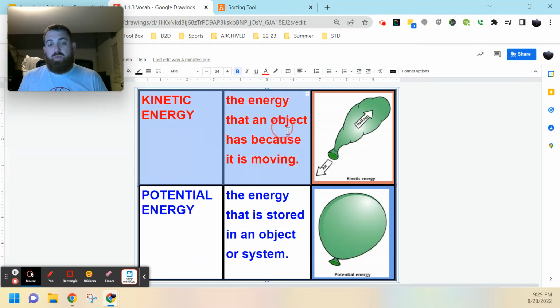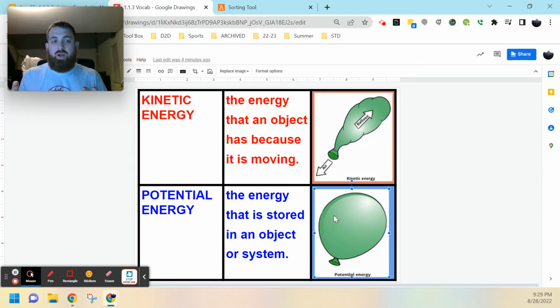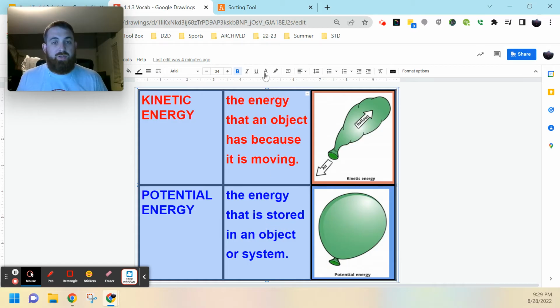So this object here has that stored energy in it that would then become kinetic or start to move. So when thinking of energy, we have the object that's moving because it has kinetic, or the object with stored energy that might potentially move. And those are our two ideas of energy and how we know an object has energy.